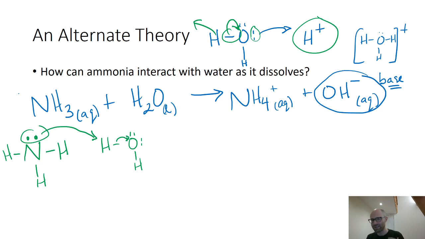The Regents calls this the alternate acid-base theory. I don't know why. I have my hypotheses. My best guess is that they didn't want to deal with more names and they just wanted to say the Arrhenius theory and then the other theory. But I'm going to give you the name. It's two names.